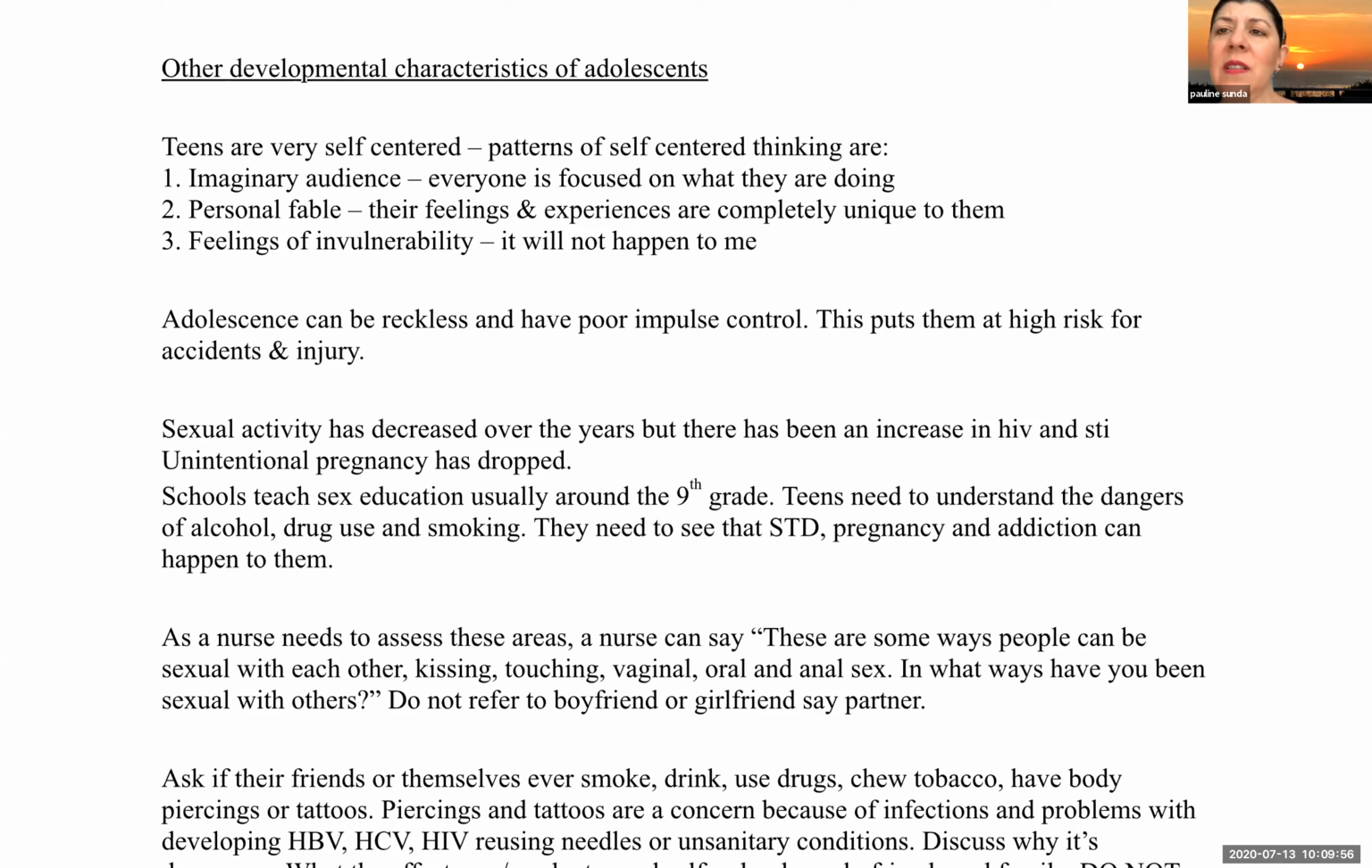And then lastly, the feeling of invulnerability. This is the attitude of, it will not happen to me. This is the one that's sort of on the dangerous side because this can cause adolescents to be reckless and have poor impulse control. And then this puts them at high risk for accidents and injury.